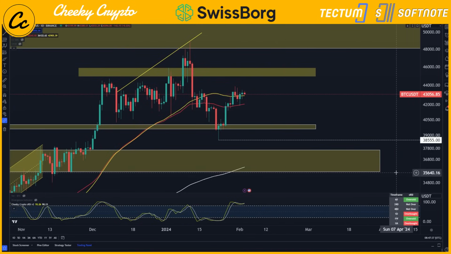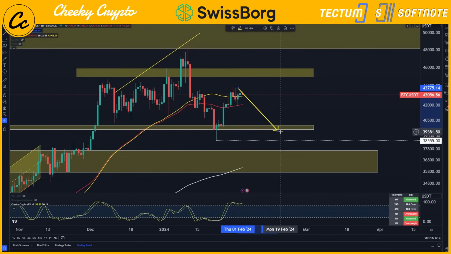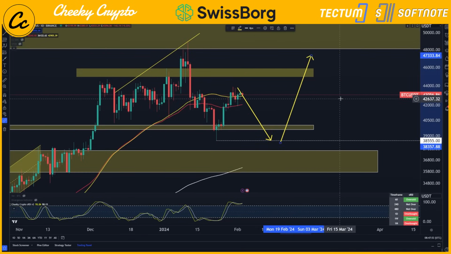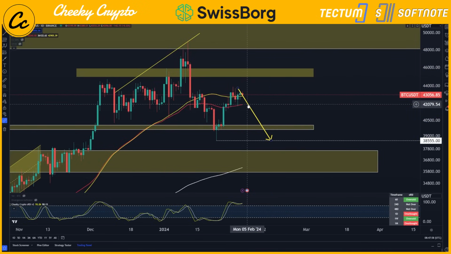38,555. But obviously, I want to caveat that that low of 38,555 is the potential for a double bottom. A double bottom being the minimum expectation, and we move down there, we bounce from 38,555, and then we can talk about bigger moves to the upside afterwards. Okay, that's a possibility. However, it's one of those that we won't know until we get to that point, but we'll keep a close eye on it regardless.